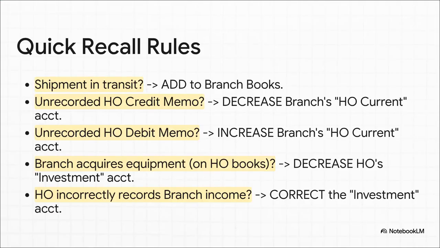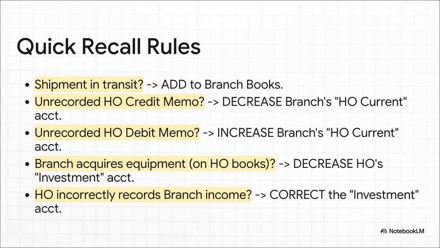You are going to want to screenshot this, write it down, whatever you need to do to burn this into your memory. But don't just memorize it, understand it. If you see a shipment in transit, what does that mean? The branch's books are understated, so you add to the branch books. If the branch collects money for the home office, the branch now owes the home office more, so you increase the branch's HO current account. If the home office collects money for the branch, then the home office's net investment is lower, so you decrease the investment account. Every single one of these rules has a simple why behind it.